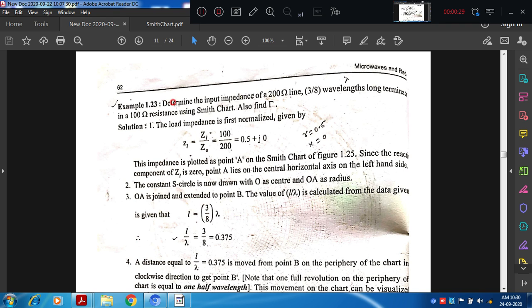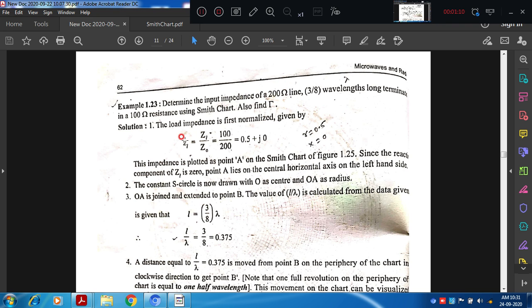The problem statement is to determine the input impedance, that is ZS. What they have given is the L by lambda value, that is 3 by 8, and the load impedance, terminated in a 100 ohm resistance, which means ZL is 100 ohm. Then they have given the characteristic impedance of 200 ohm, that is Z0, right?